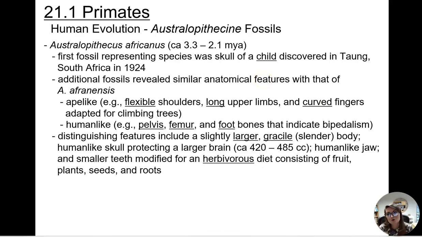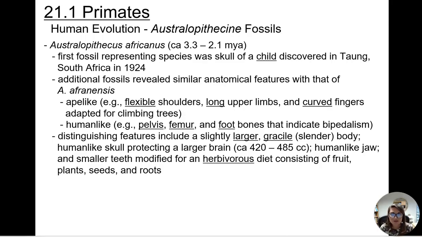Next, we have Australopithecus africanus, which is going to appear 3.3 to 2.1 million years ago. The first fossils are going to represent species with the skull of a child that was discovered in Taung, South Africa in 1924. Additional fossils are going to reveal similar anatomical structures. It's going to have ape-like, flexible shoulders, long upper limbs, and curved fingers that are adapted for climbing trees. Human-like features like a pelvis, femur, and foot bones that indicate bipedalism.